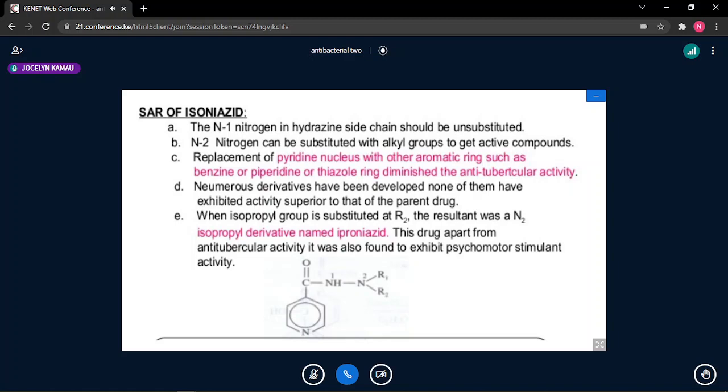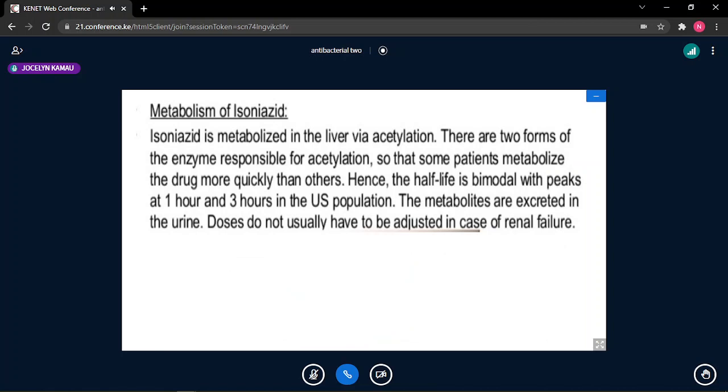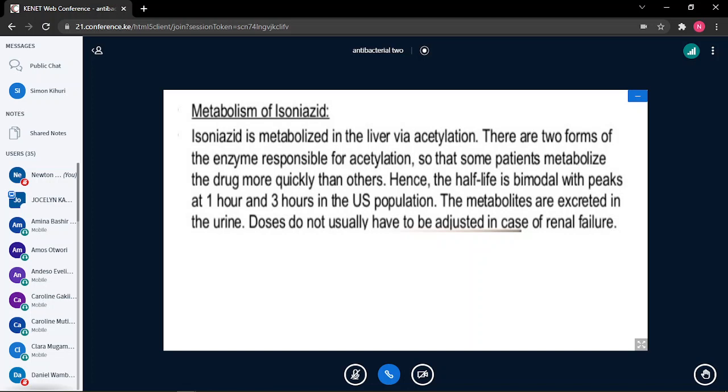Derivatives, because any other drug that was discovered fell short. It did not have the maximum activity. So that's why that is the only drug in that category which is used for management of TB.